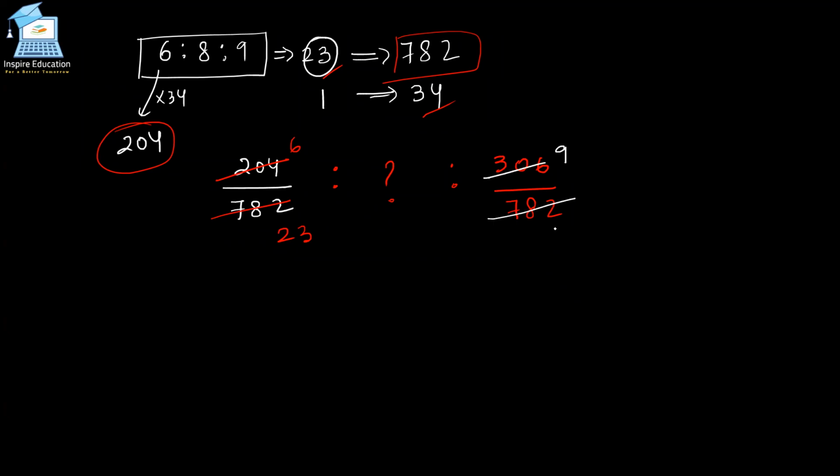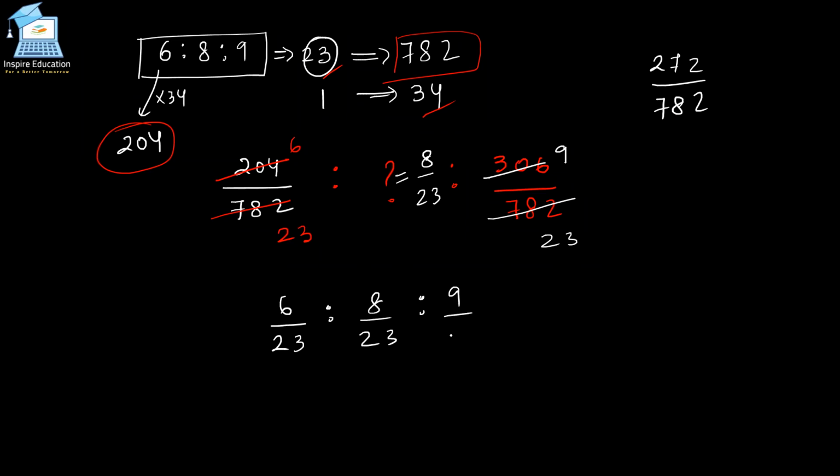This will be 9 by 23. And if you find out this also, this will be something by 23. I am very much sure 272 by 782, this will be 8 by 23. Now you see, we have a ratio 6 by 23 is to 8 by 23 is to 9 by 23.